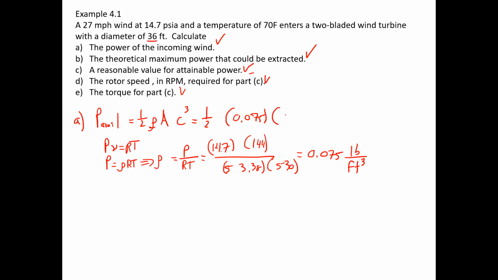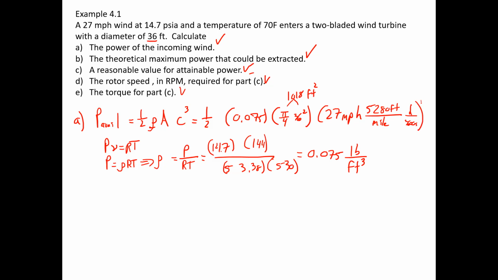With 36 feet, we get pi over 4 times 36 squared. That would give us 1,018 square feet for the sweep area. And then the wind is 27 miles per hour. And again, we do our conversions. We have 5,280 feet per mile, as well as in 1 hour, there's 3,600 seconds.